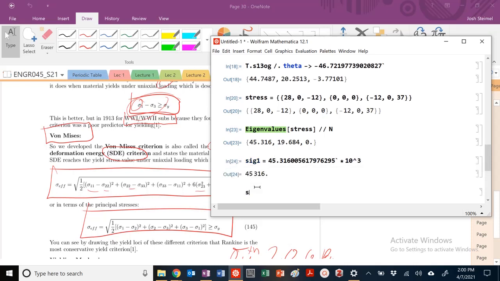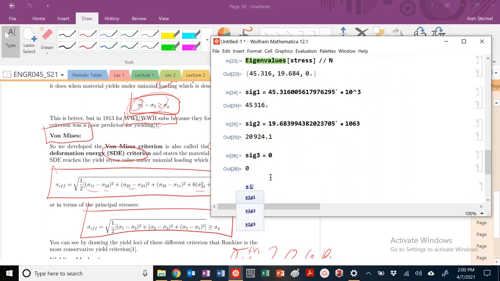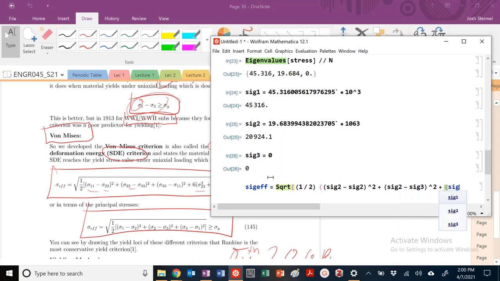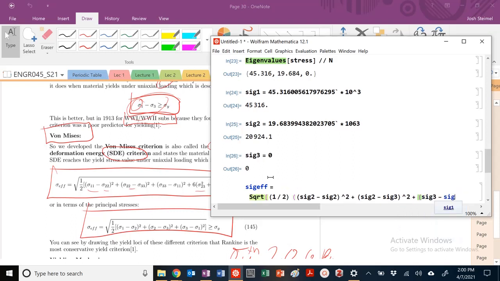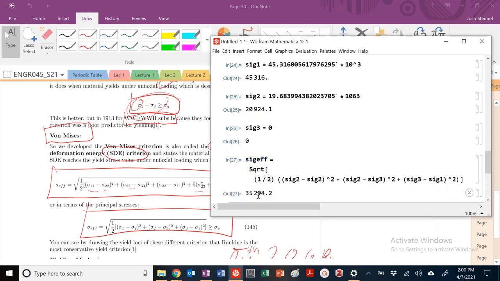My sig 2 equals this. Again, these are kPa values, times 10 to the 3. And my sig 3 is equal to 0. So now I can figure out what's my sig effective. It's going to be the square root of 1/2 times (sig 1 minus sig 2) squared plus (sig 2 minus sig 3) squared plus (sig 3 minus sig 1) squared. So this would be my sig effective.